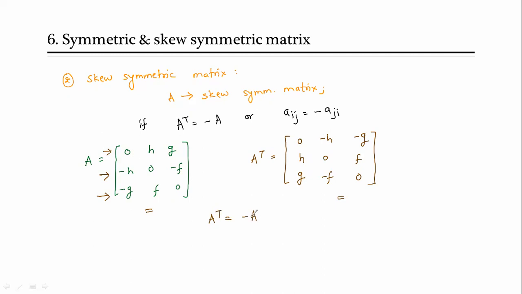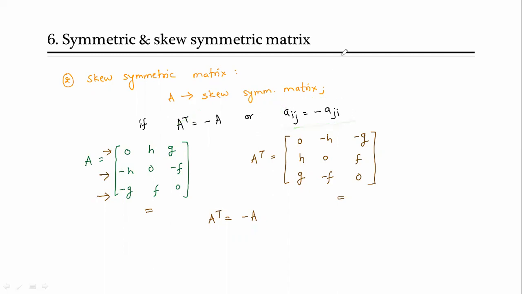See, if I multiply this with a minus sign, minus A, here it will be minus, here it will be minus, here it will be plus, here it will be plus, here it will be plus, here it will be minus. That means A transpose is equal to minus A. So I think this definition is clear. Now you can check this definition.